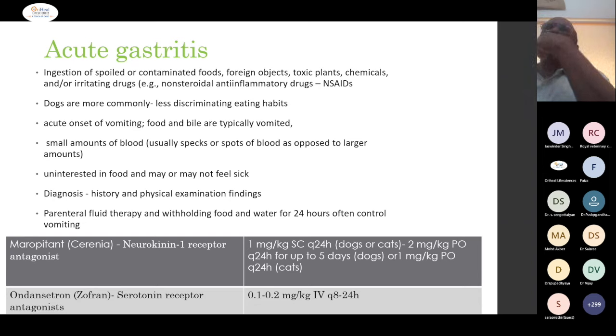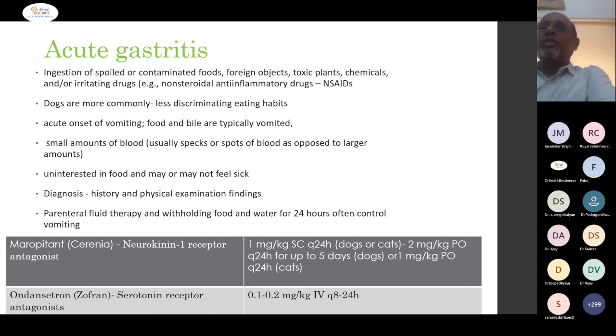In regurgitation, the animal will happily go and eat the regurgitated material back. But in case of vomiting, the animal doesn't show any interest in going near the vomitus, and it doesn't have any interest in eating. That is most important in acute gastritis: uninterested in food. But otherwise, it will be active.